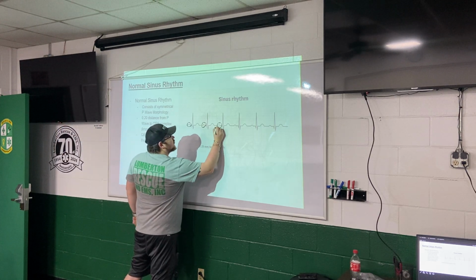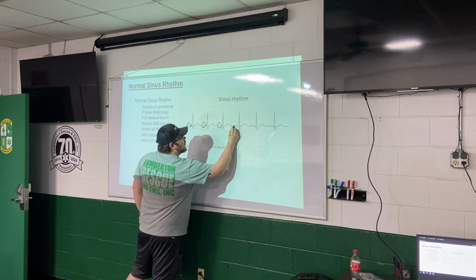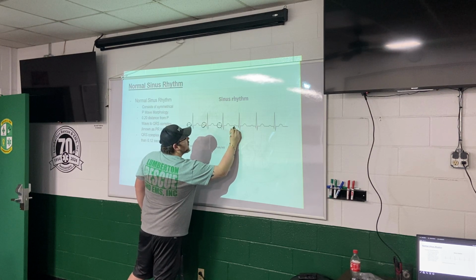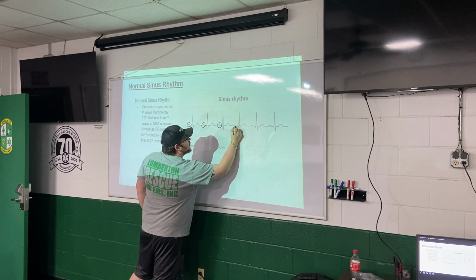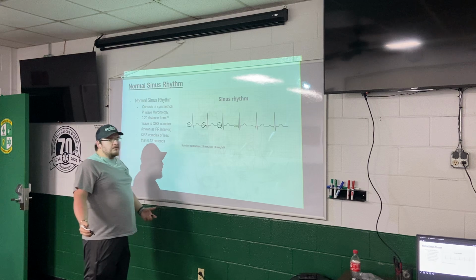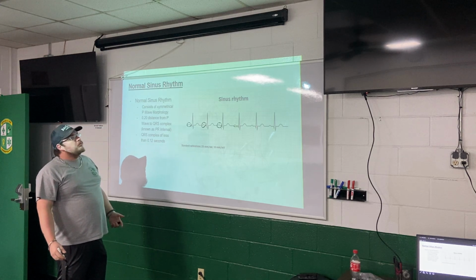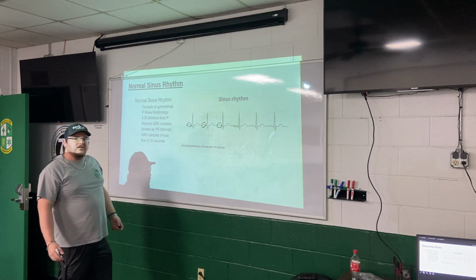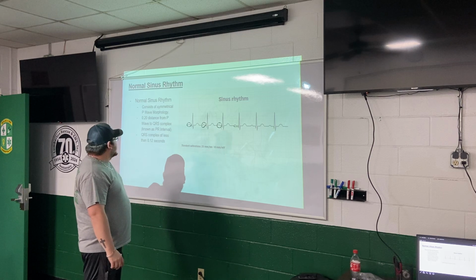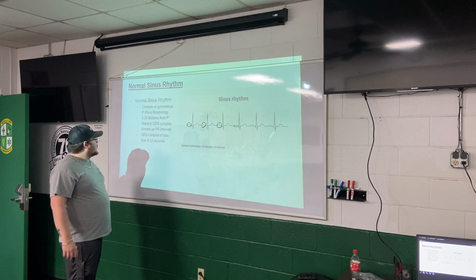So you're going to measure from the beginning of your P wave all the way to your QRS complex, and you're going to count your boxes. And we got 1, 2, 3, 4, which is equal to 0.16. So it's less than 0.2.